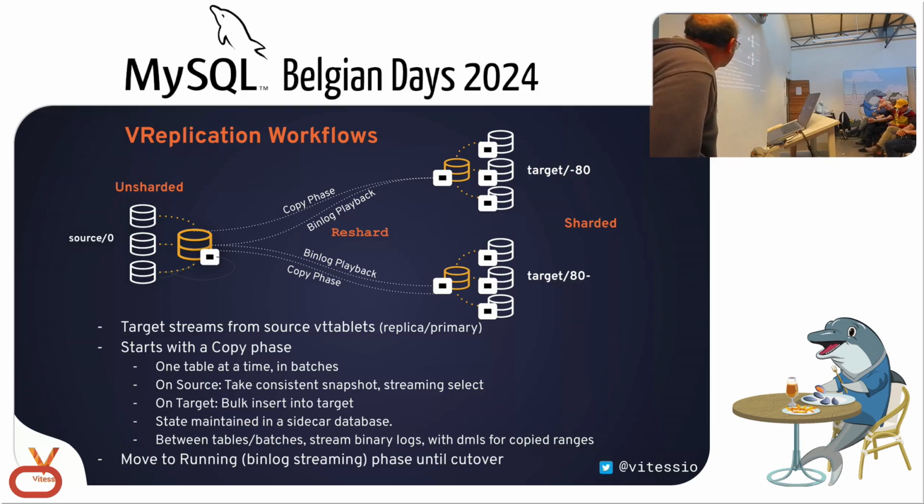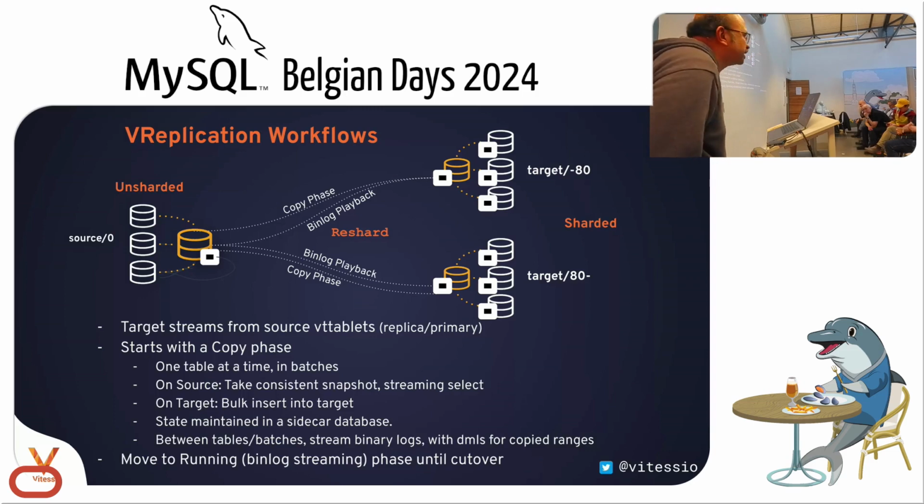Also, we want to track the binary logs once we start copying, because of all the new DMLs that are coming into the binary logs. So between the batches, we stream binary logs and update the rows that have already been copied. And we do it one table at a time. And once we are done, we move to a binlog streaming phase continuously until you cut over.